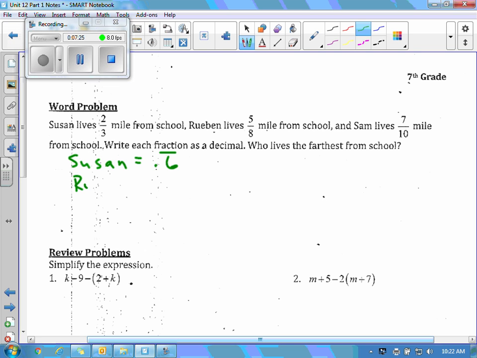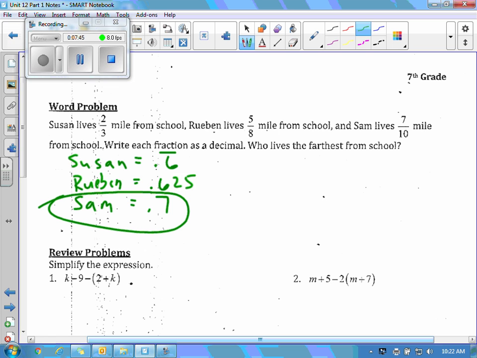Ruben lives 5/8 away. When I make that a decimal, I get 0.625. And Sam lives 7/10 of a mile. When I make that a decimal, I get 0.7. So now they're all in the same form, so I can compare them. The furthest one away is going to be Sam. 0.7 is the biggest.